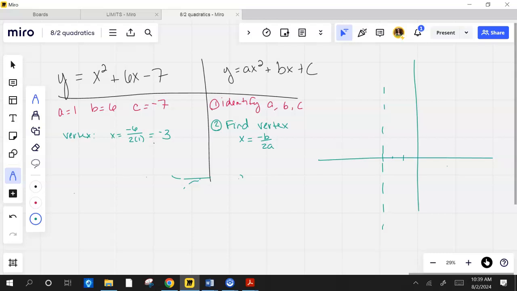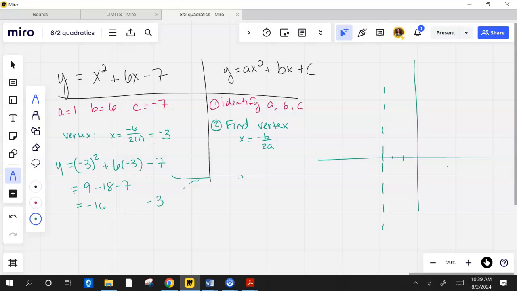Be very careful with negatives. So I've got y equals -3, but I'm squaring it. What's going to happen when I square a negative? Yep, positive. All right, plus 6 times -3 minus 7. So I got 9 minus 18 minus 7. What does that give me? -16.